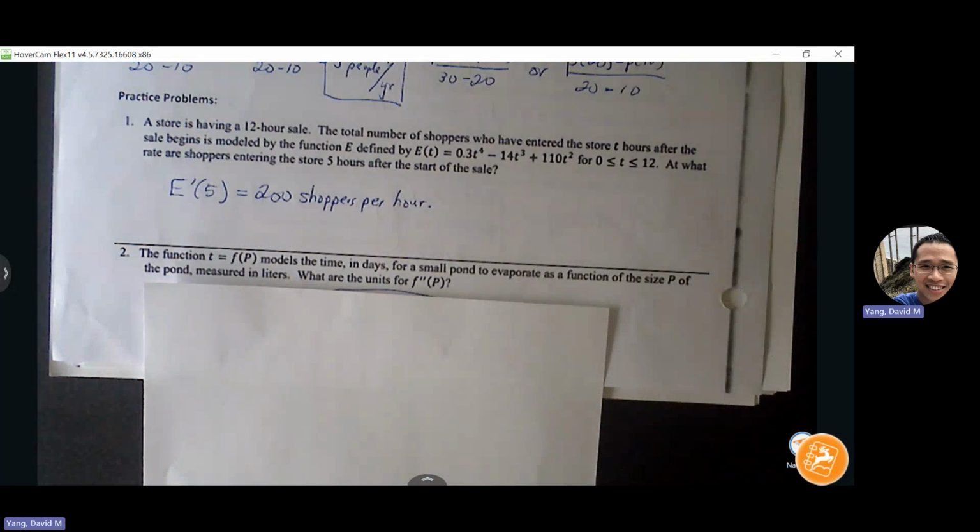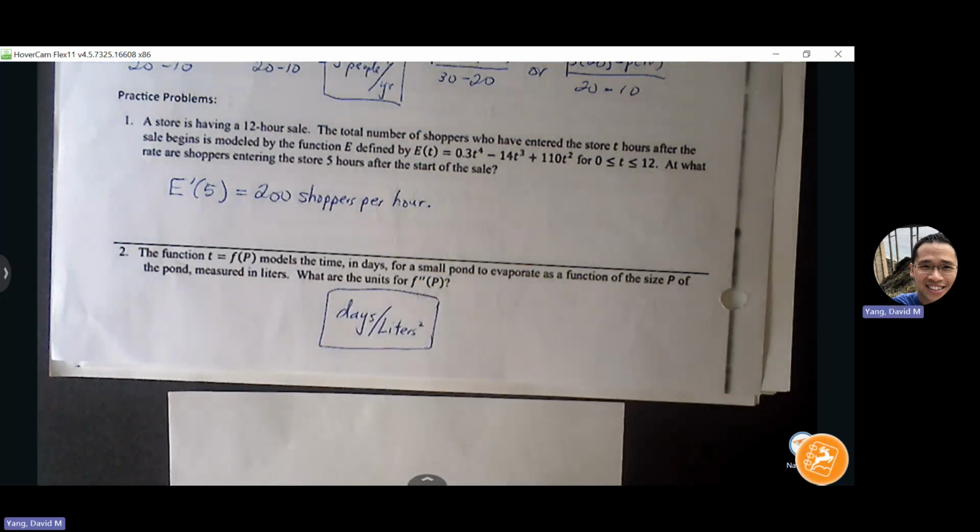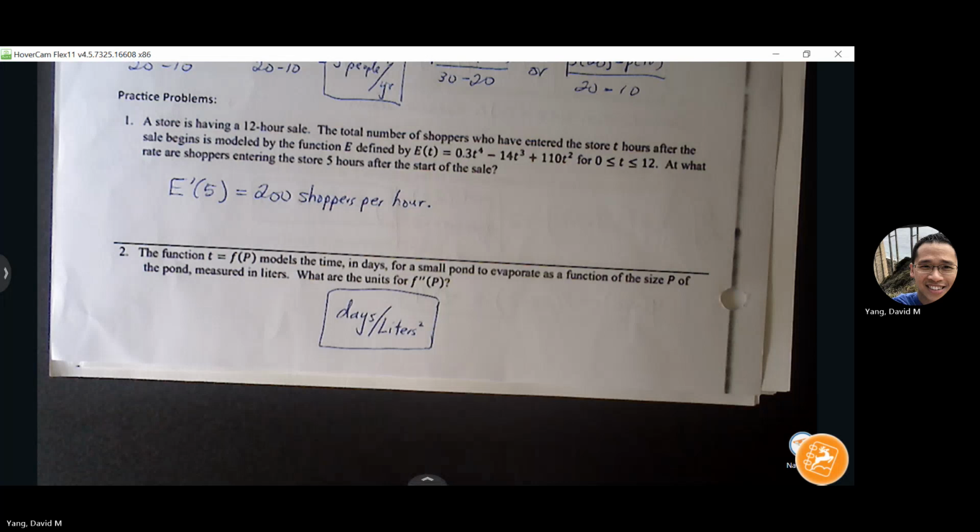Okay, the function t equals f of p models the time in days for a small pond to evaporate as a function of the size p of the pond measured in liters. What are the units for f double prime of p? Liters per day squared, or days per liter squared? Oh, it models the time.